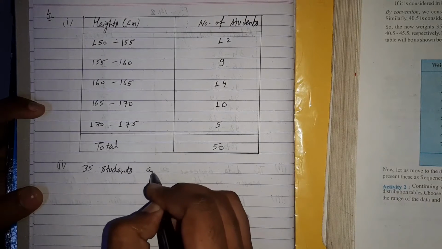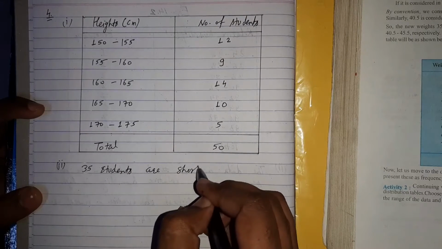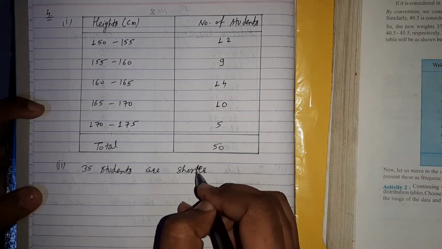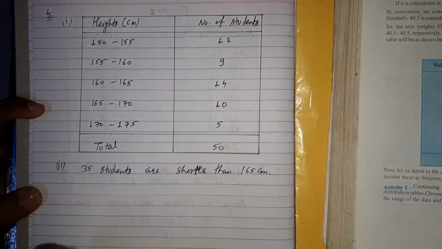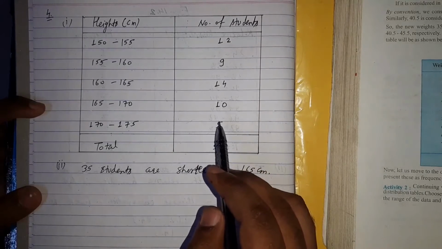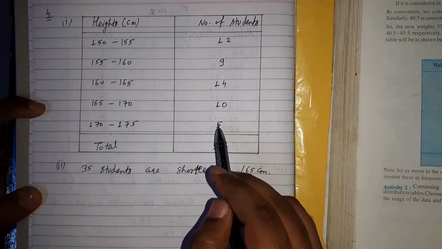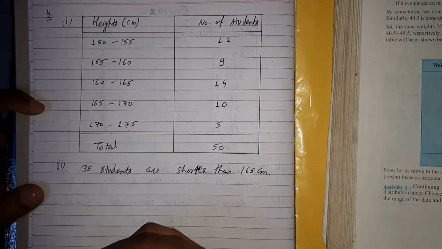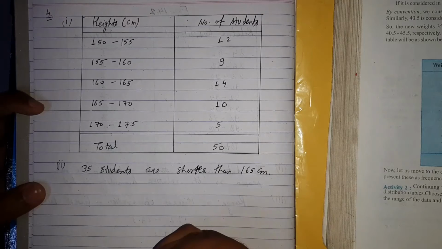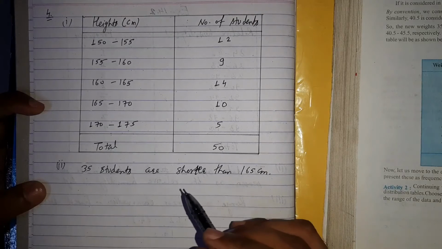So 35 students are shorter than 165 centimeter. Okay, only 15 students are more than 165 centimeter. So this is the conclusion of this question. I think this is clear.